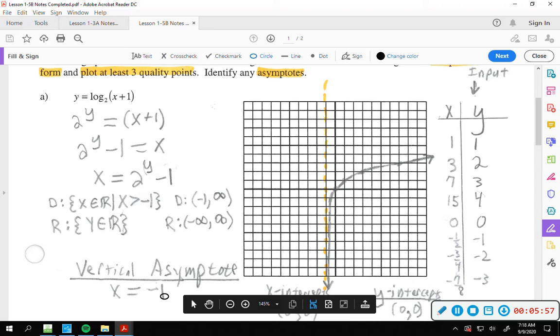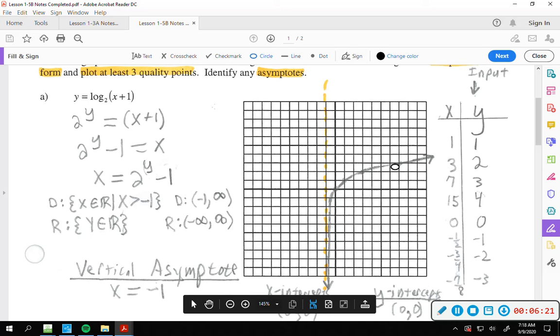If exponential functions had horizontal asymptotes, then it would make sense that their inverse function, which is the logarithmic function, has a vertical asymptote. X equals negative 1 is the vertical asymptote because that value of x makes the argument equal 0. And we can't take the logarithm of 0, so it's undefined.